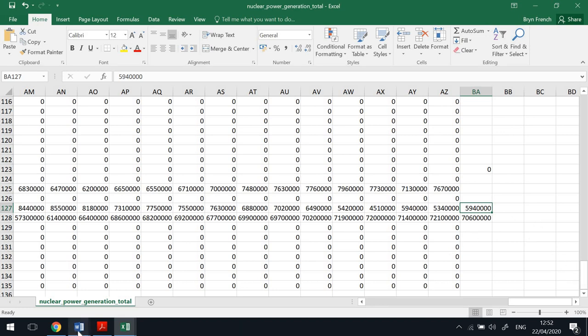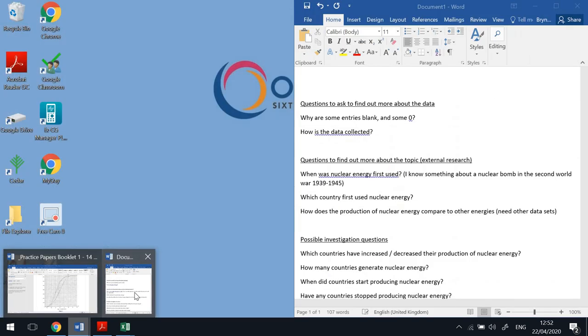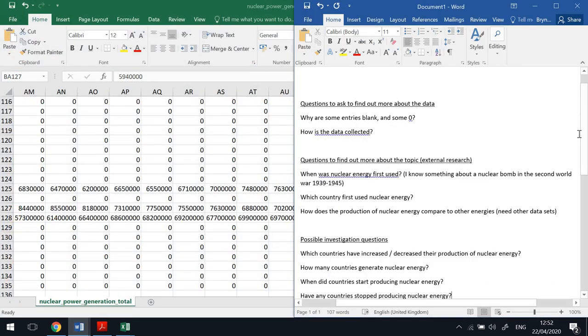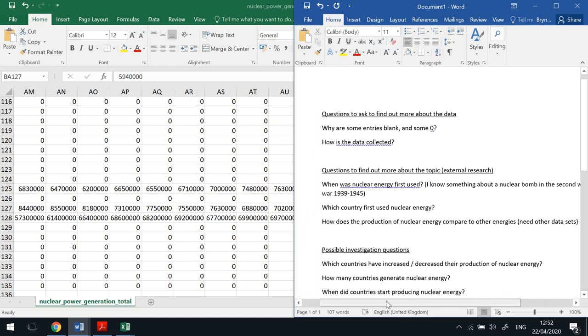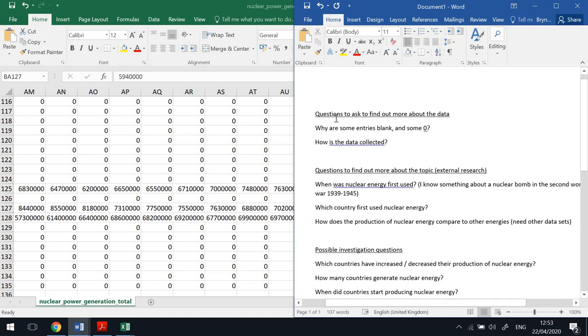Okay, so a few things that I've thought about when I've looked at this data set, and I've only played with this data set for 5 or 10 minutes before recording this video. Why are some entries blank and some zero? That will be a question we need to give to the data collectors. How is the data collected? Is this reported by each country? Is that data reliable? Or is there some way that it's being collected?